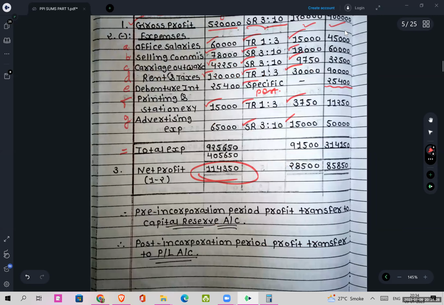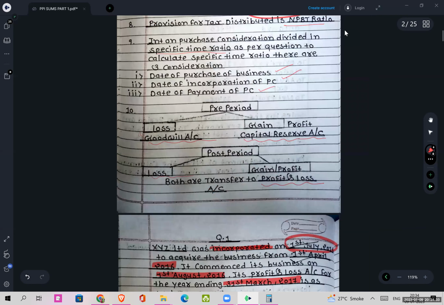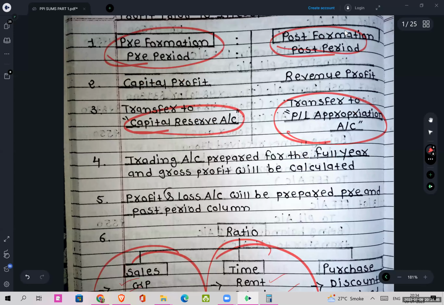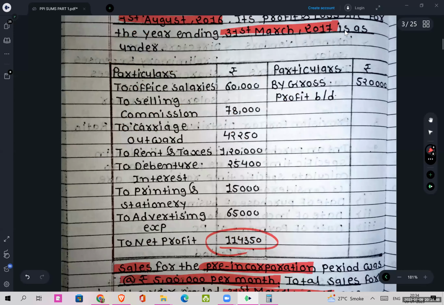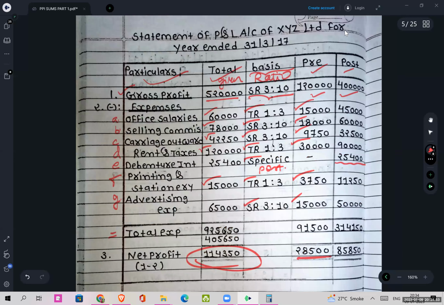So this, and at the end you can also show, wait I will show you, ये हमने डिस्कस किया था ना, कि प्री इनकॉर्पोरेशन प्रॉफिट किधर जाएगा, कैपिटल रिजर्व में, और पोस्ट इनकॉर्पोरेशन प्रॉफिट किधर जाएगा, पीएनएल अप्रोप्रिएशन में। ठीक है, तो इन दिस क्वेश्चन जस्ट सी, दिस इज योर प्री इनकॉर्पोरेशन प्रॉफिट, ये 28,500, so you can just put an arrow and show here that this will be transferred to capital reserve account, ये वाला part, okay, और ये you can show this will be transferred to P&L appropriations account.